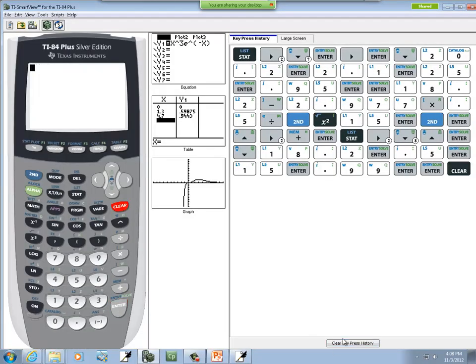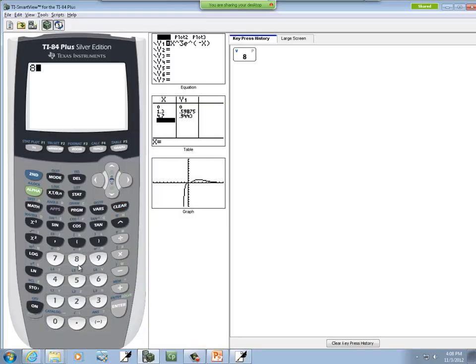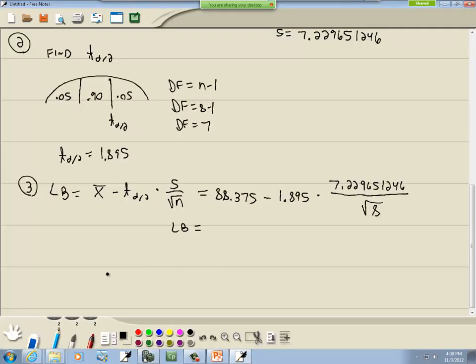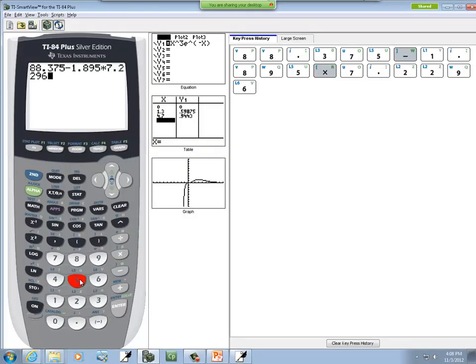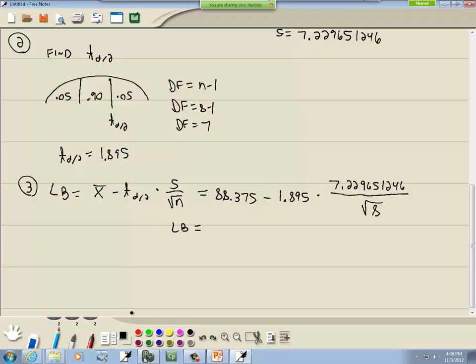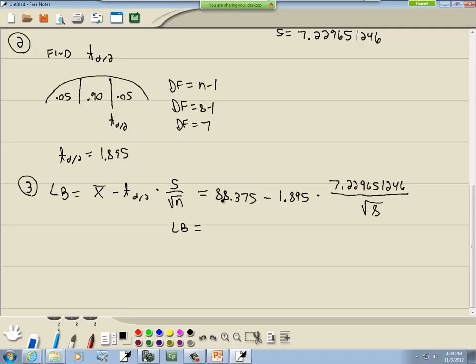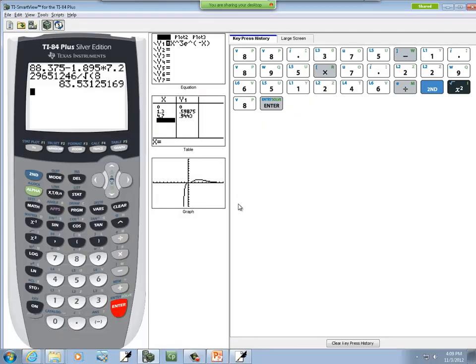Let me type that in here so you see it. So we've got 88.375 minus 1.895 times 7.229651246 divided by the square root of 8. Enter. So assuming I didn't make a basic math error somewhere, it's 83.53.